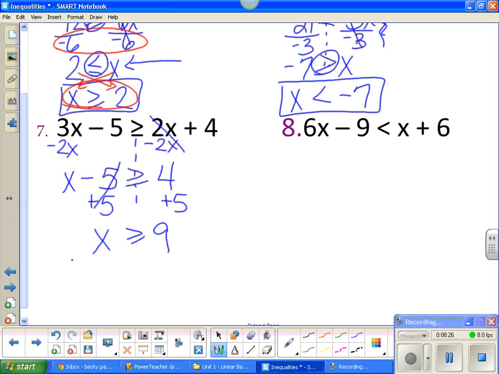No flipping needed. I did not divide by negative. My final answer, my x is on the left-hand side, so I'm good. Don't have to move a thing.